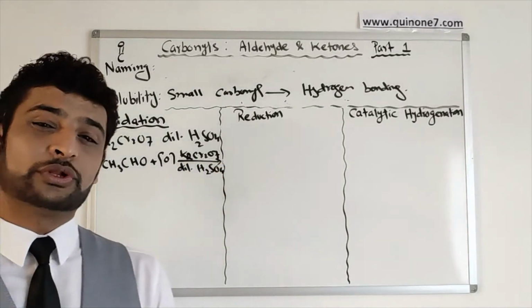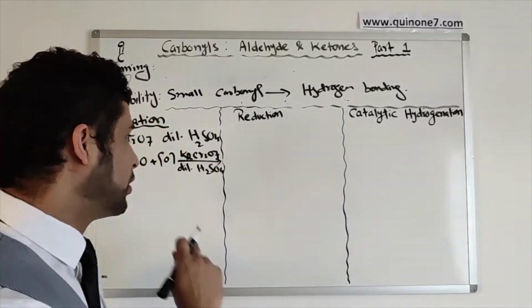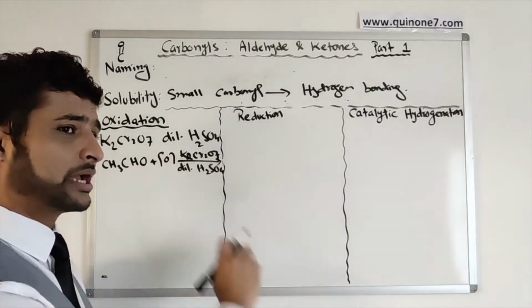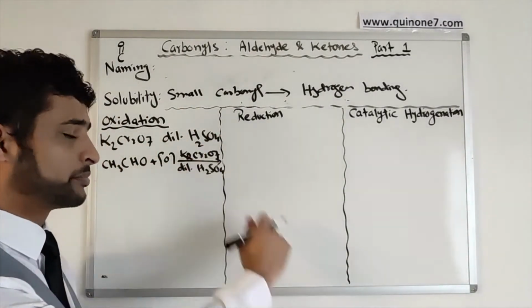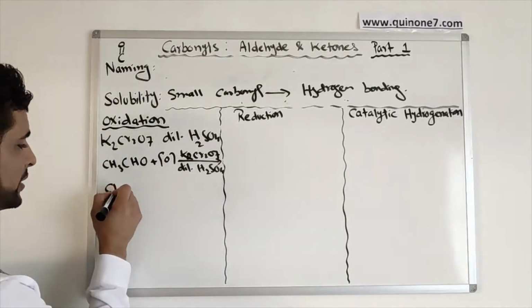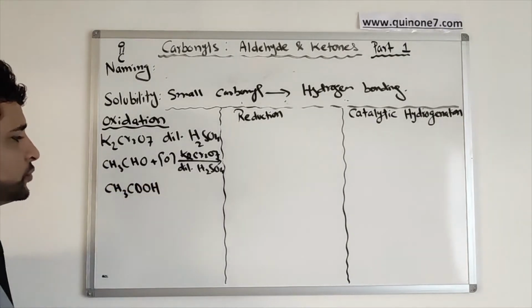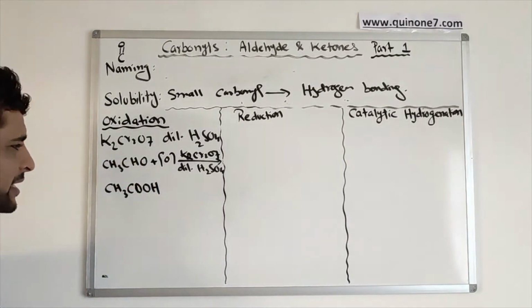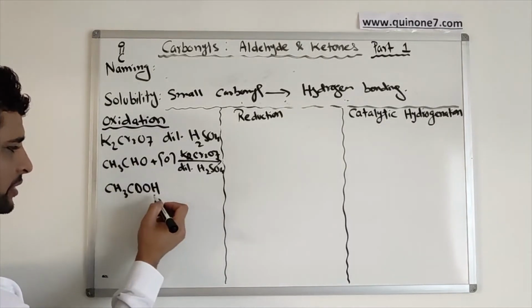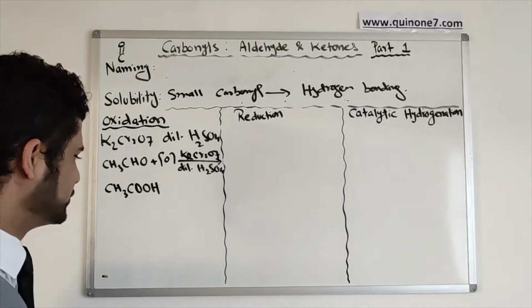For A level, you do remember, but sometimes they give you the reaction straight away, and they will ask you what are the conditions required to carry out the oxidation. You do need to remember the potassium dichromate and dilute sulfuric acid, and you will be converting aldehydes into carboxylic acids. So aldehyde will be converted into carboxylic acid. So this will be converted to a COOH group because of the oxidation.